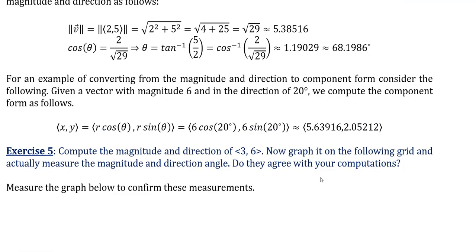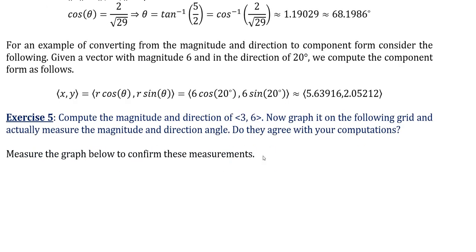Okay. So here's an exercise for you, exercise 5. Compute the magnitude and direction of the vector 3, 6. Do it algebraically, numerically, like we've got up here. Then the next thing we want to do is actually draw the thing out. So take this and, using this grid, graph the vector 3, 6, then measure its magnitude, where one of these is 1 unit.